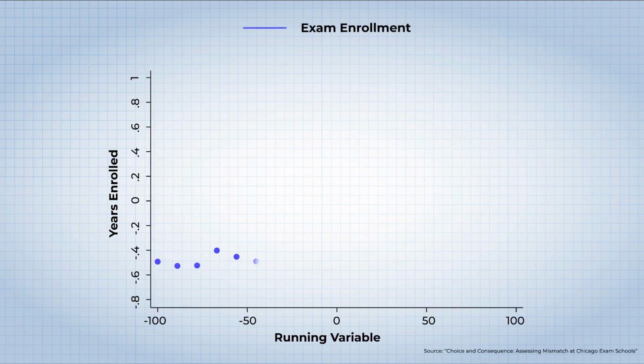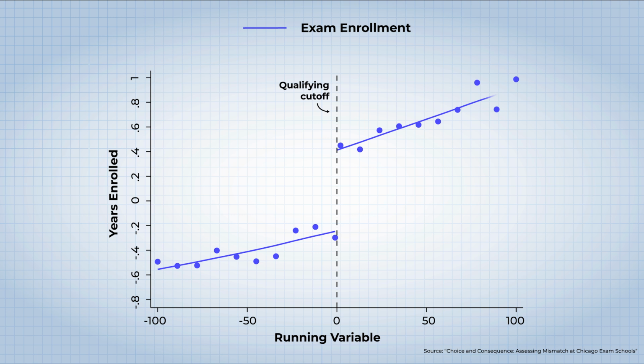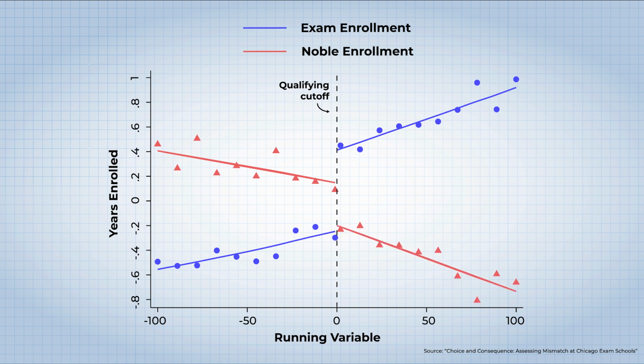You're likely now wondering what the Nobel IV estimates in this figure have to do with exam school enrollment. Here's the answer. The blue line in this new graphic shows, as we should expect, that exam school exposure jumps up for applicants who clear their qualifying cutoff. At the same time, the red line shows that Nobel school enrollment clearly falls at the same point. This is the diversion effect of exam school offers on Nobel enrollment. Many kids offered an exam school seat prefer that exam school seat to enrollment at Nobel.